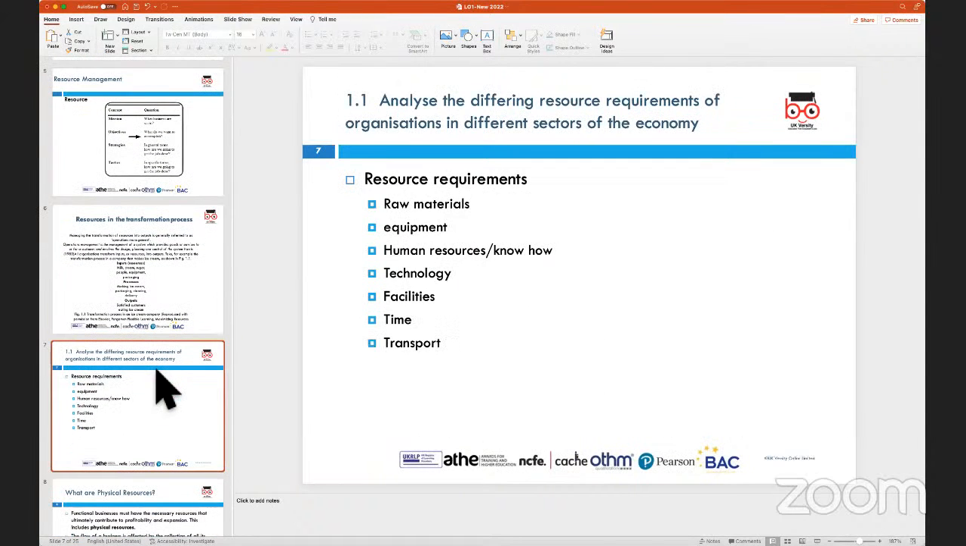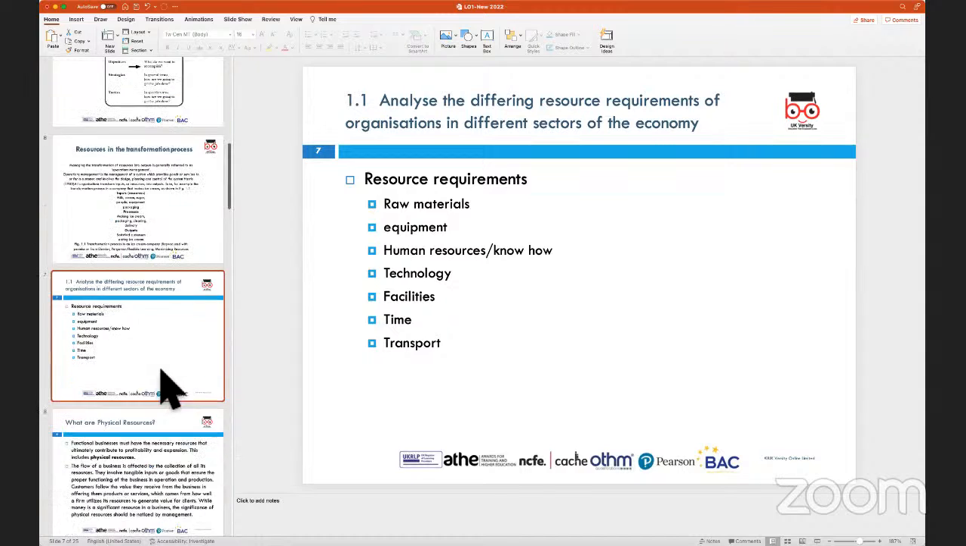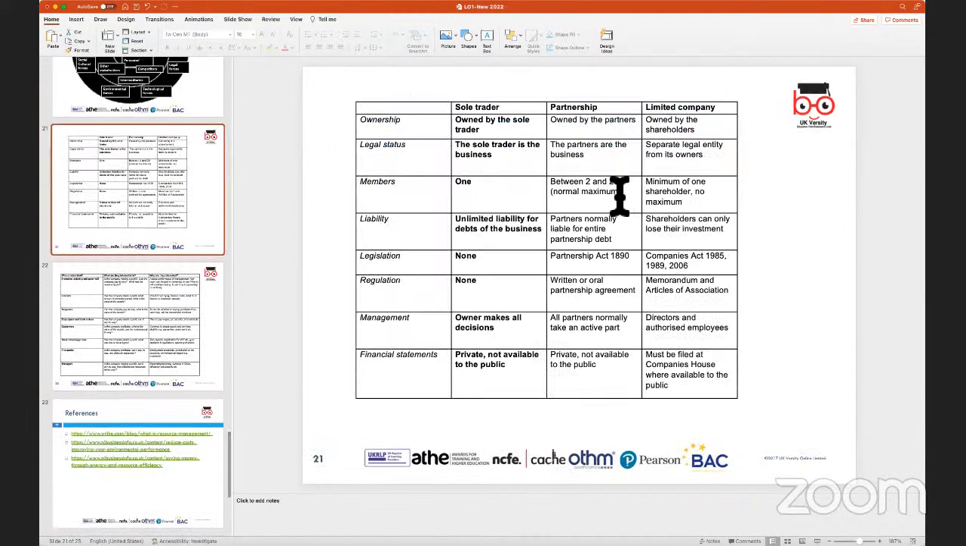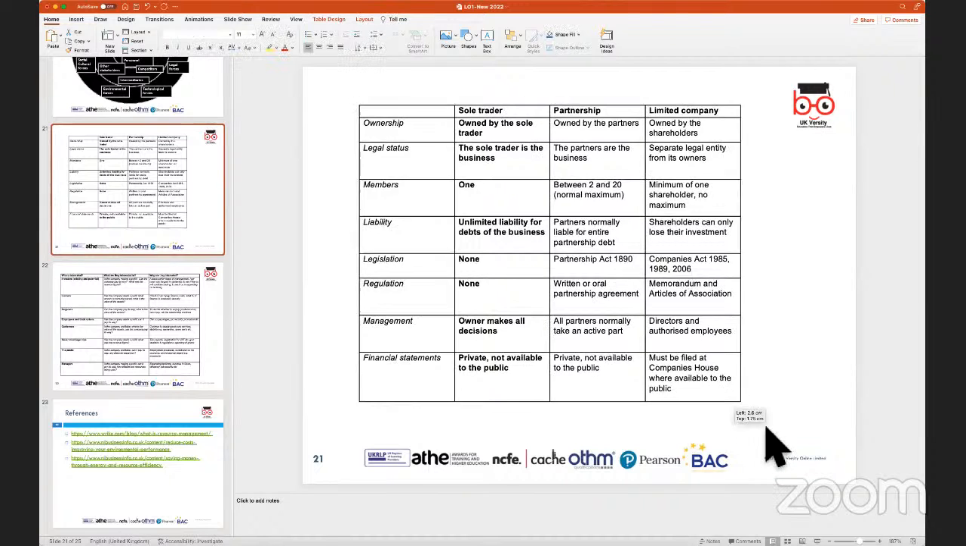Now, with this understanding, let's get into some of the assessment criteria and look at what we mean by differing resource requirements of organizations in different sectors. One of the first things I want to quickly run through, which I presume you have a good understanding of, because I think we've covered it in one of the units.